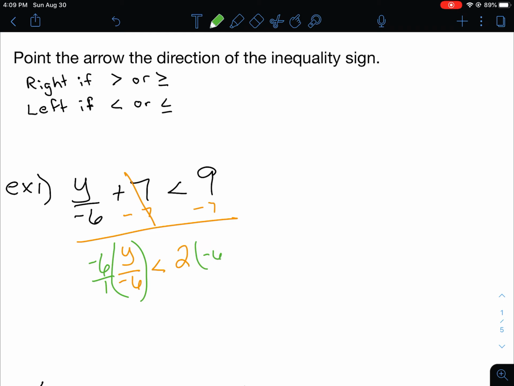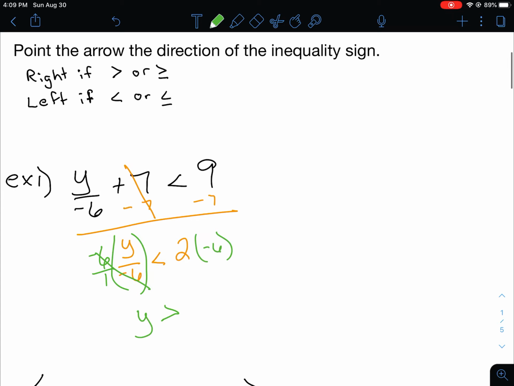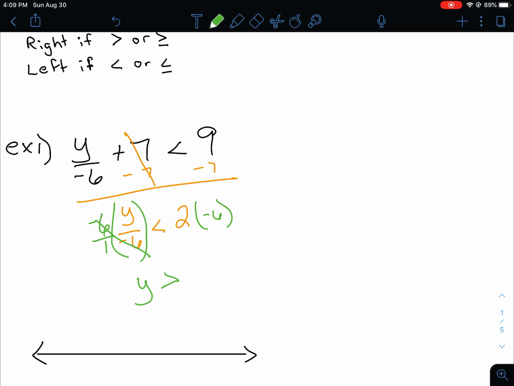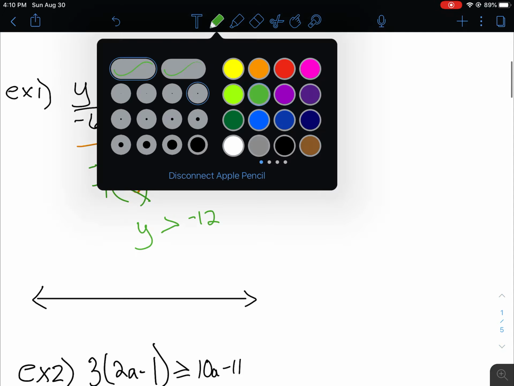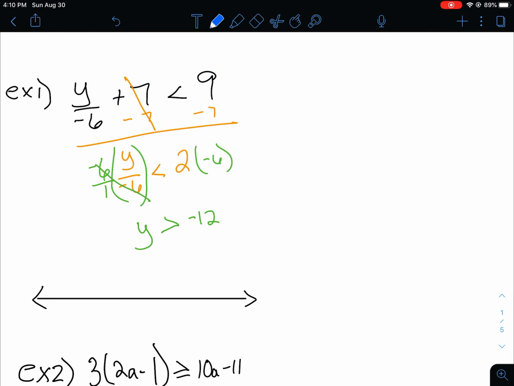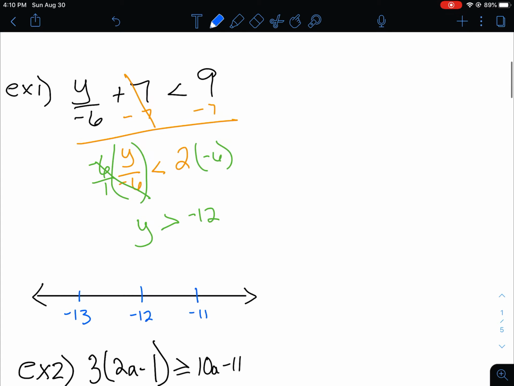So we multiply by -6 to both sides, and I am left with y is greater than, remember, because I need to flip the sign when we do this, because I multiplied by a negative, the number I brought over. And then we have -12. When you are doing your number line, you really only need to have 3 numbers. The number itself, which is in this case -12, one number bigger, which is -11, and one number smaller, which is -13. So in this case, I have a greater than sign, so it is going to be an open circle over -12.